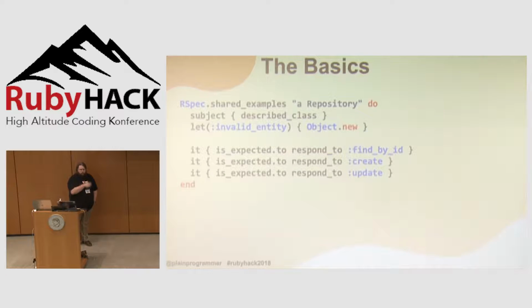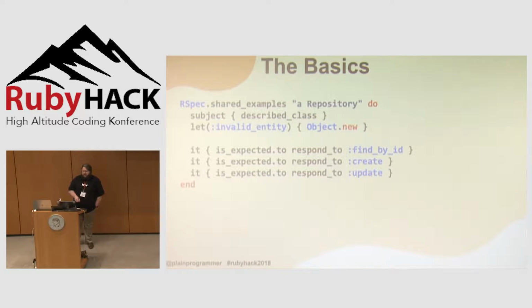So I'm going to start with an RSpec shared example. I'm going to say that I'm creating a set of examples for a repository. I'm going to declare the subject here is the described class. This is a little bit of RSpec sugar that allows me to say whatever class I'm going to be getting, whatever specs it's going to be getting included into, whatever class is being described there, that is the subject that I'm going to be interacting with.